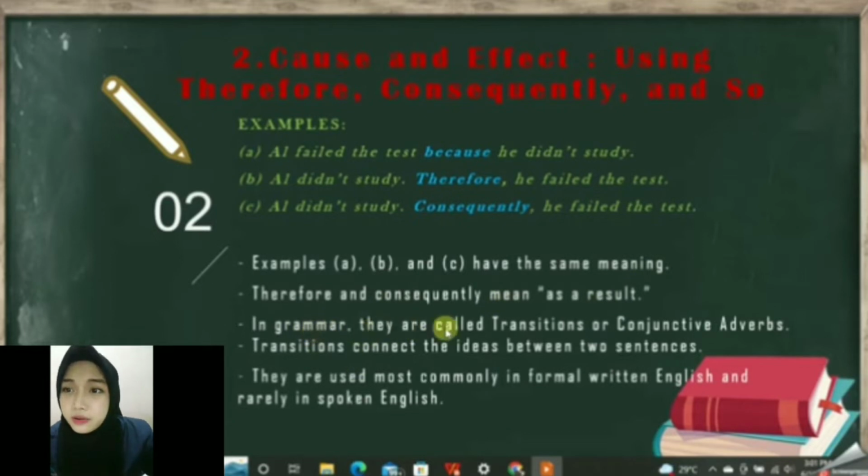In grammar, they are called transitions or conjunctive adverbs. Transitions are used to connect the ideas between two sentences. Yes, two sentences. That's why we use a period here between the two ideas, since they still consist of two sentences. And also, for your information, these transitions are more commonly used in formal written English and rarely in spoken English. So you may use them if you want to make a report, essay, etc.